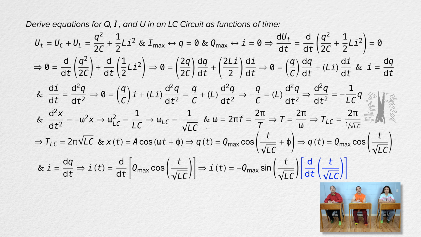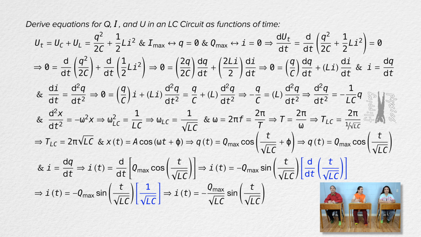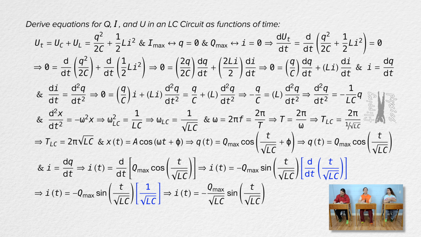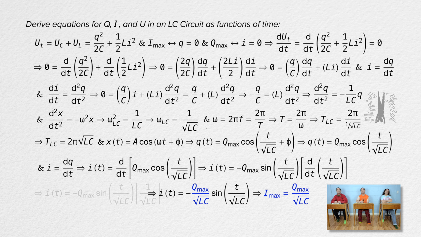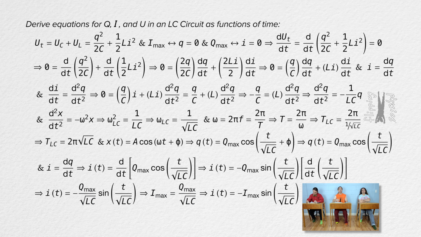And the derivative with respect to time of time over the square root of inductance times capacitance is the multiplicative inverse of the square root of inductance times capacitance. And the maximum value for sine of anything is 1. That means the maximum value for current through the inductor equals charge maximum over the square root of inductance times capacitance. So current through the inductor as a function of time equals the negative of maximum current times the sine of the quantity time over the square root of inductance times capacitance.